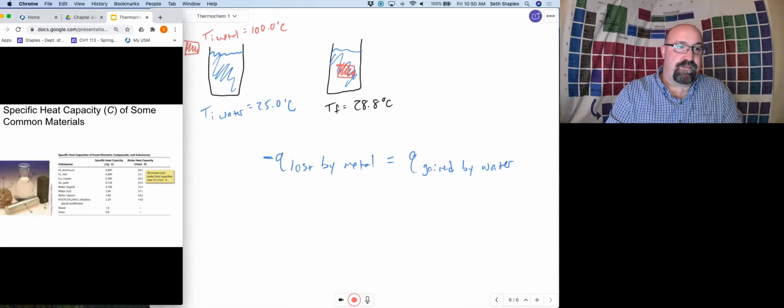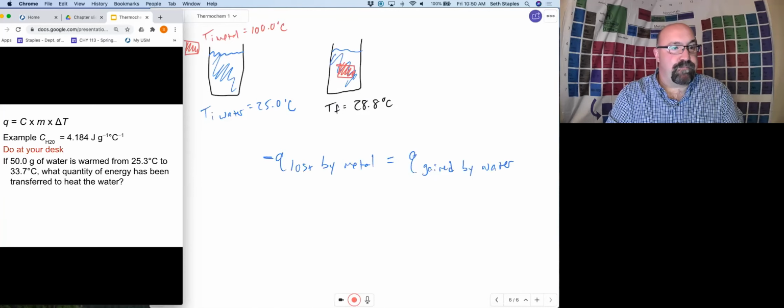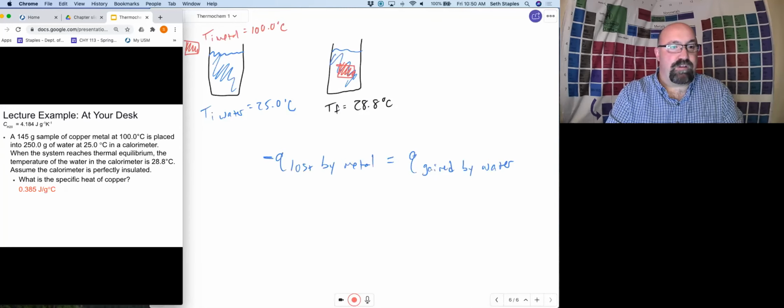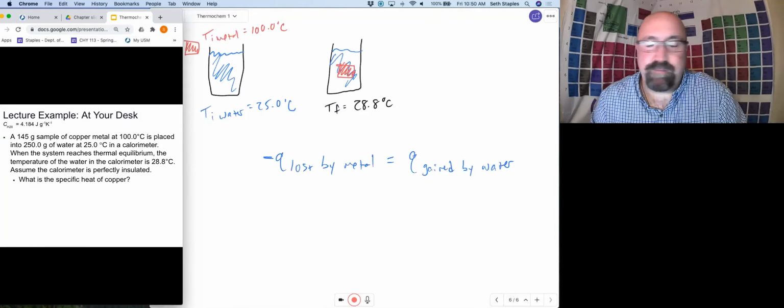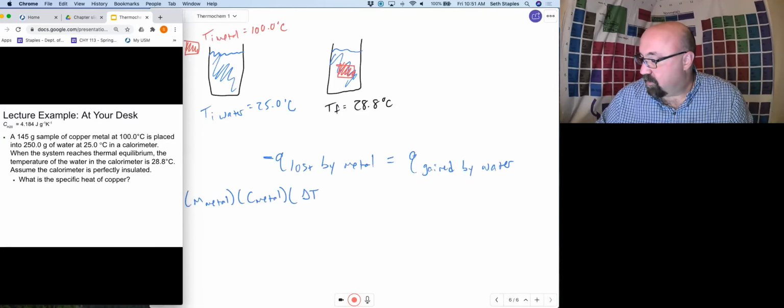Just zoom back a little bit. There it is. Q equals MC delta T. And so we can set MC delta T expressions for both the metal and the water. So Q equals MC delta T for the Q lost by the metal. So we have our mass of the metal times our C of the metal times our delta T of the metal. And we said this is going to be a negative.